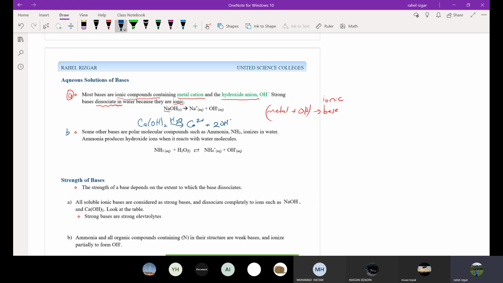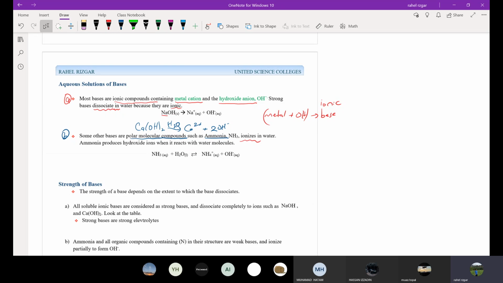But some other bases are polar molecular compounds, such as ammonia. If they are molecular and they become ions, instead of saying dissociate, we have to say ionize. So ammonia produces hydroxide ions when it reacts with water molecules. This time when the ionization occurs, this is kind of new to you.